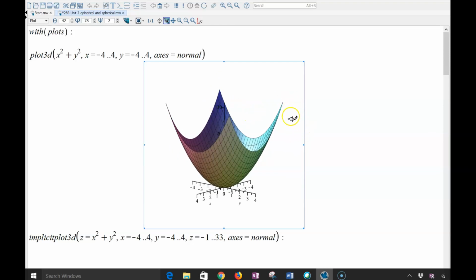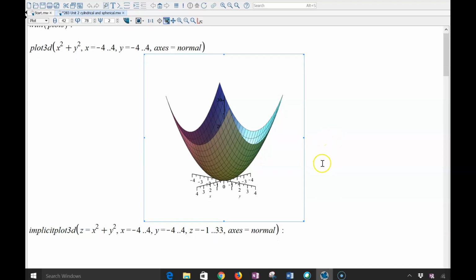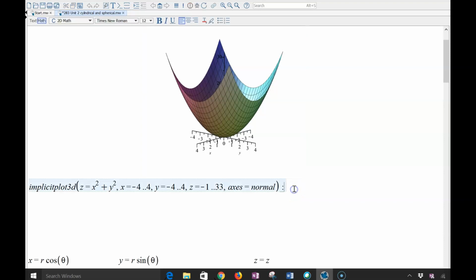So that's one way to graph an equation involving the variables x, y, and z: if you have it solved for z, you can use the plot3d command in Maple. Another way is using the implicit plot3d command. Now, what's the difference between the two? When you're using implicit plot3d, you need to type a whole equation in. So this is the command line version, this is the syntax of it. You also have to type in an x range, a y range, and a z range.